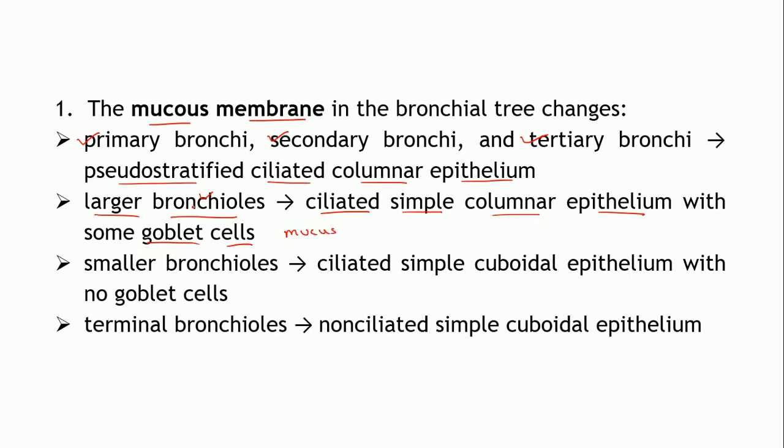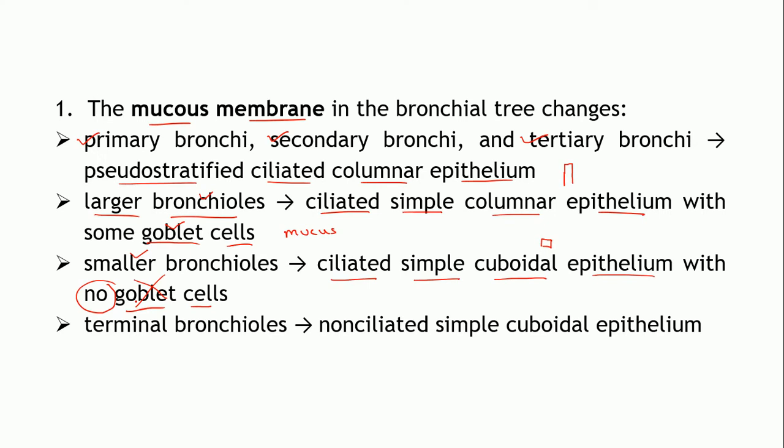Now, further, as these larger bronchioles continue to divide into smaller bronchioles, the types of cells present in the mucous membrane are ciliated simple cuboidal epithelium. Columnar means the height is a little bit more, a column shape, whereas cuboidal cells will be cube shaped. Here goblet cells are absent, that is the change. In the larger bronchioles goblet cells were present, but in the smaller bronchioles the goblet cells are absent.